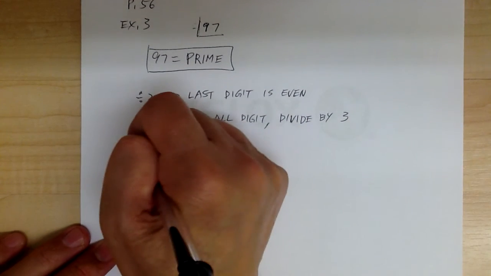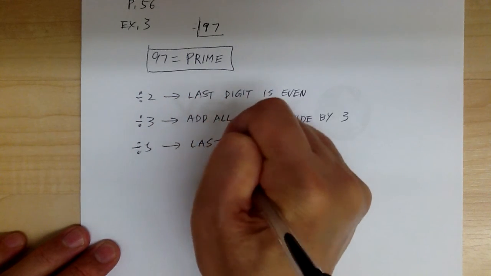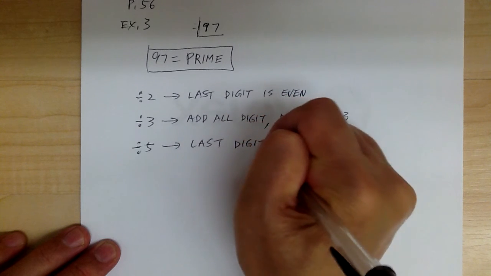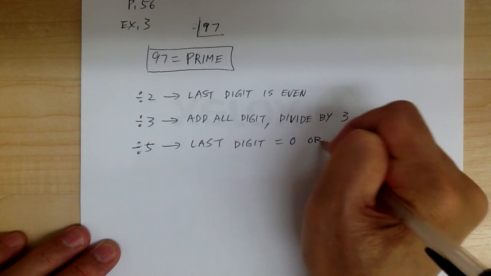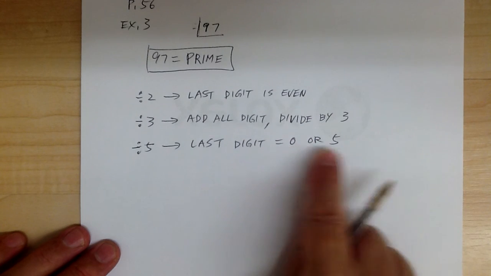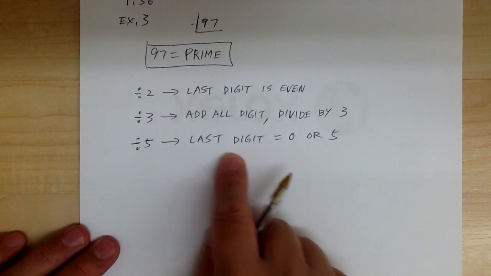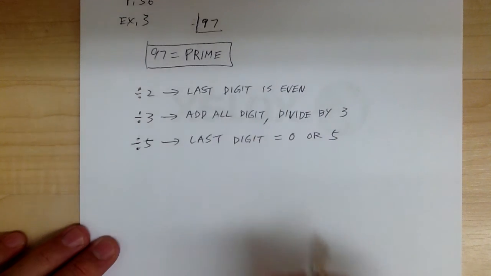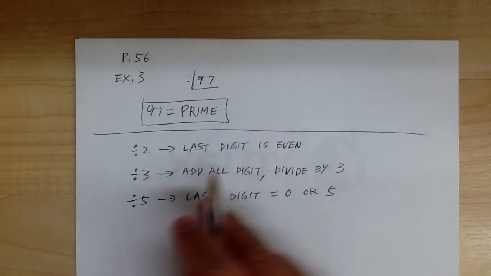And divisible by 5: in order to divide by 5, the last digit must be equal to 0 or 5. The last digit has to be 0 or 5 in order to divide by 5. So these are how you test what can divide. There are other tests, but we're not going to cover them here. So that's how you figure out what a number can be divided by.